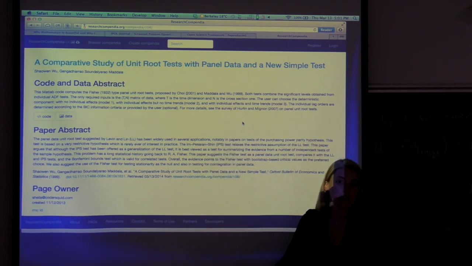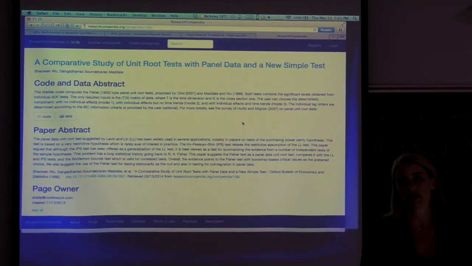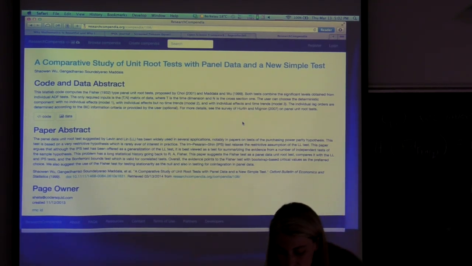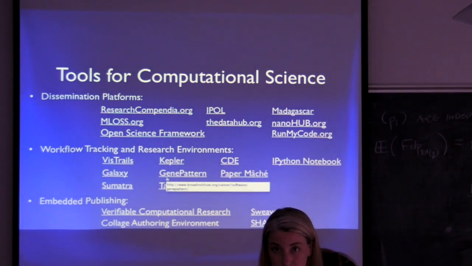Or feed in different data, like an updated data set, and have more interactivity around the papers. Okay, so I think I'm out of time, but there are lots more tools, and my slides are on my website, and all of these are hot linked if you want to fool around with any of them. And I think you had a question.